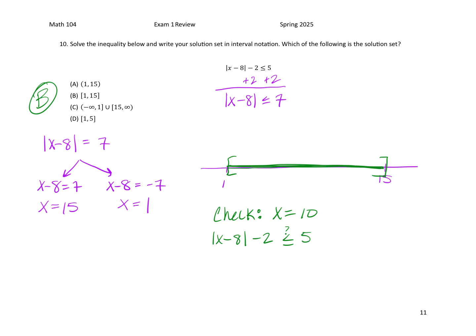Is the absolute value of x minus 8 minus 2 less than or equal to 5? So if I put in a 10, I get the absolute value of 10 minus 8 minus 2, which is the absolute value of 2 minus 2, which is 0. Is 0 less than or equal to 5? Yes. Okay, so our interval is probably correct. There's a number in it that makes the inequality true.